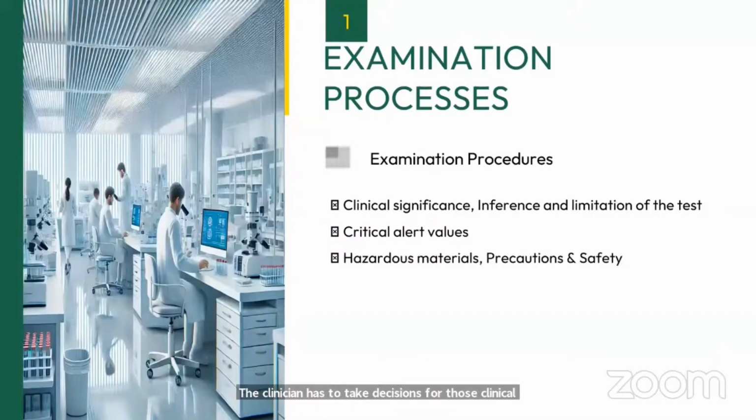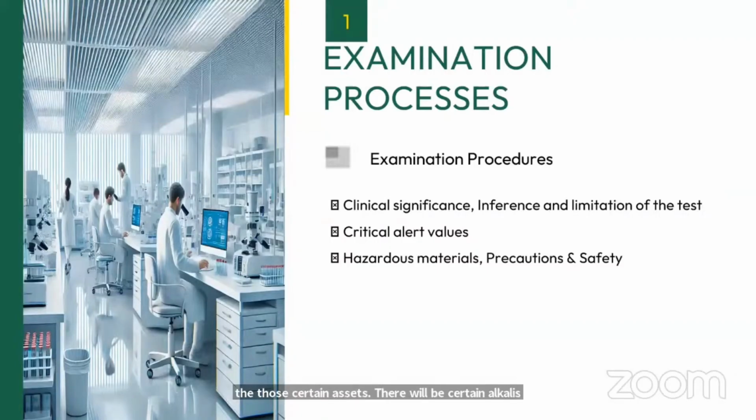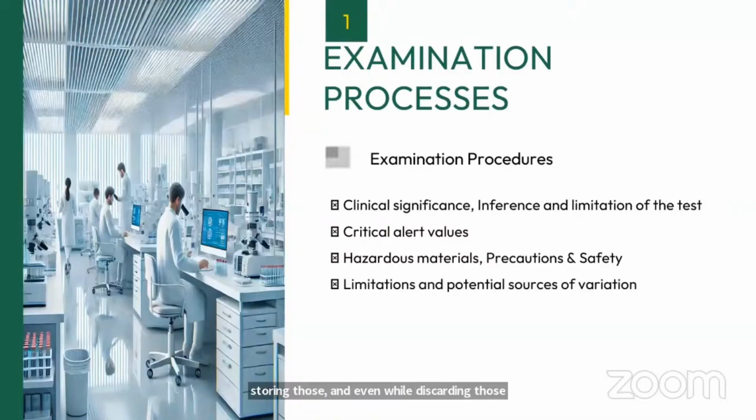Hazardous material: as I have already mentioned, you should know the composition of those reagents. There may be certain acids, certain alkalis in that reagent. Certain hazardous chemicals will be there, certain carcinogenic chemicals will be there. So how to handle those hazardous materials? What safety precautions must be taken while handling and while storing those reagents and even while discarding those materials?